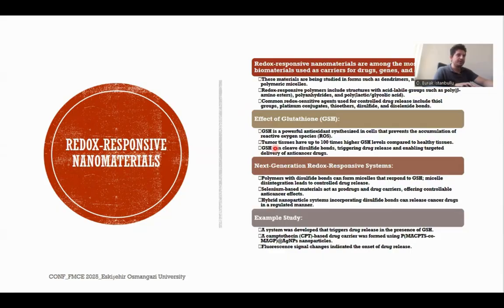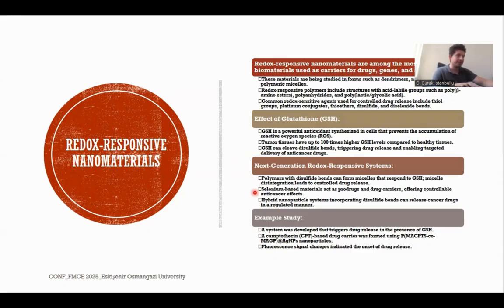GSH is a natural antioxidant that protects cells from oxidative stress. Tumor tissues typically contain up to 100 times higher GSH levels than normal tissues. GSH can cleave disulfide bonds, triggering targeted drug release, specifically in cancerous environments. Disulfide-linked micelles disassemble in high GSH conditions, enabling precise release of anti-cancer drugs.